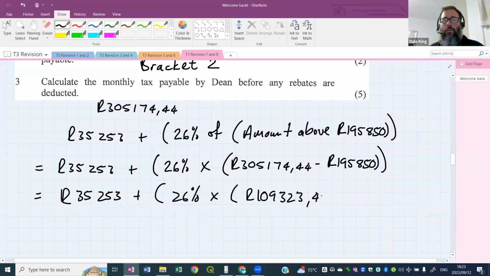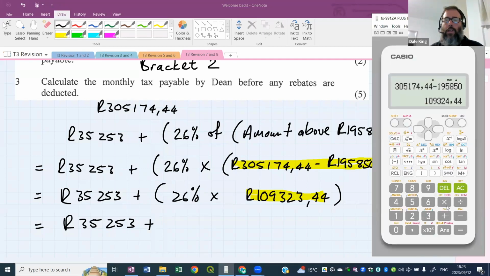Now, you don't need brackets. Brackets aren't going to make a difference here now. So I'm going to take that bracket away. So that's where we are. This part of the calculation gives us this value over here, just for everyone to follow. And then we're going to move down. And now we need to take 35,253 and add on 26% of this value here. So I'm just going to do that now. 26%, as you all know, is 26 over 100, times 109,323.44. There we go. So 26% of 109,000, blah, blah, blah.